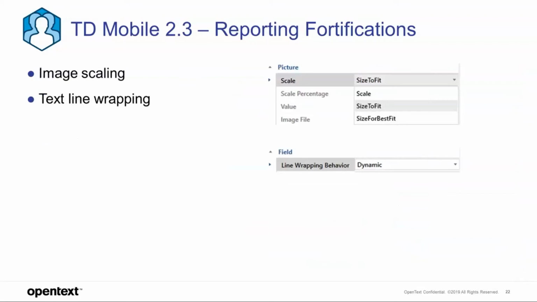We also now have image scaling. So you can scale an image, you can size to fit an image and size for best fit. So the image handling in reports is much better. And you have text line wrapping, which is nice for text that is longer than the length of one data field that can now move over in multiple lines of text.